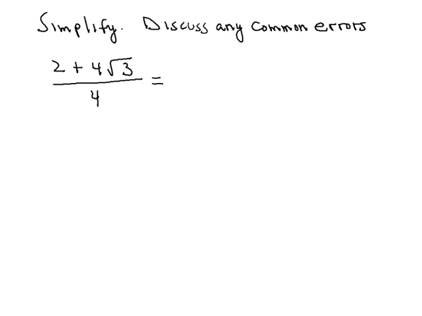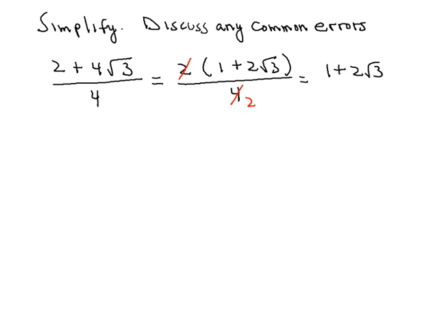And what the correct way is here would be to factor out a 2 from each term in the numerator, leaving us with 1 plus 2 times the square root of 3. All of that then divided by 4. And what we can then do is divide the 2 into the 4 to produce 2 in the denominator. So our final answer then will be 1 plus 2 times the square root of 3, all divided by 2.